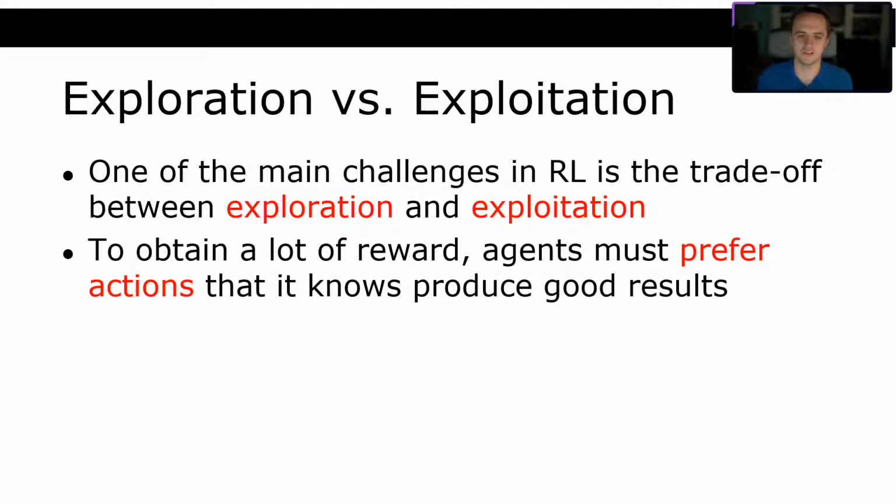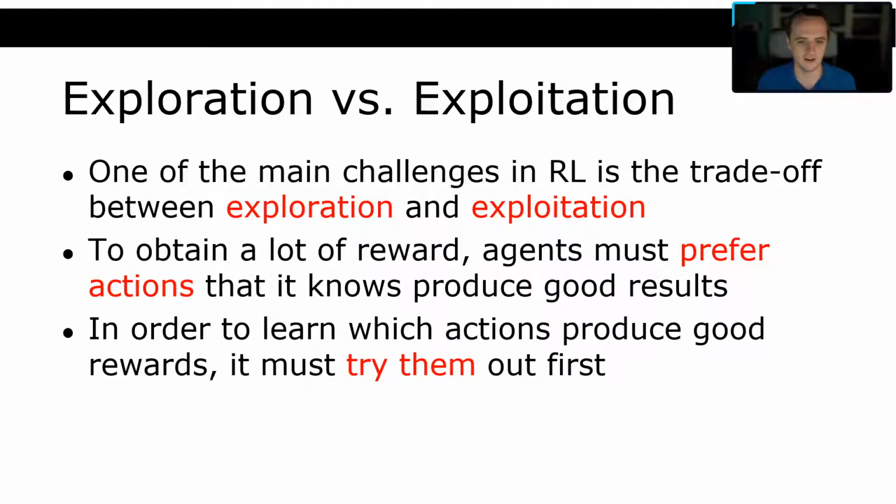So what that means is if I know that this action has a certain value that's higher than the value of another action, then I should probably be taking that action in order to maximize my reward. But the catch-22 is that in order to learn which actions produce good rewards, you have to try them first, right? You can't be sure, like, for example, I'll give an example later, but you can't be sure which action is actually better until you've tried it a significant amount of times.